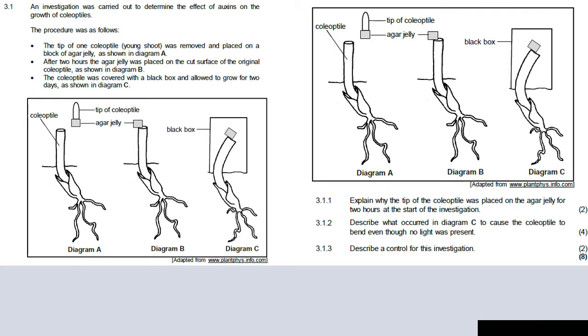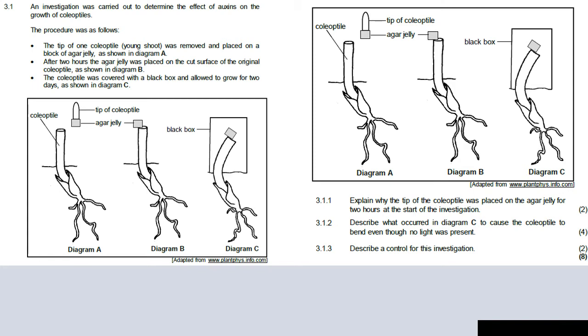Question 3.1. An investigation was carried out to determine the effect of auxins on the growth of coleoptiles. The procedure was as follows. The tip of one coleoptile, young shoot, was removed and placed on a block of agar jelly, as shown in diagram A. After 2 hours, the agar jelly was placed on the cut surface of the original coleoptile, as shown in diagram B. The coleoptile was covered with a black box and allowed to grow for 2 days, as shown in diagram C.